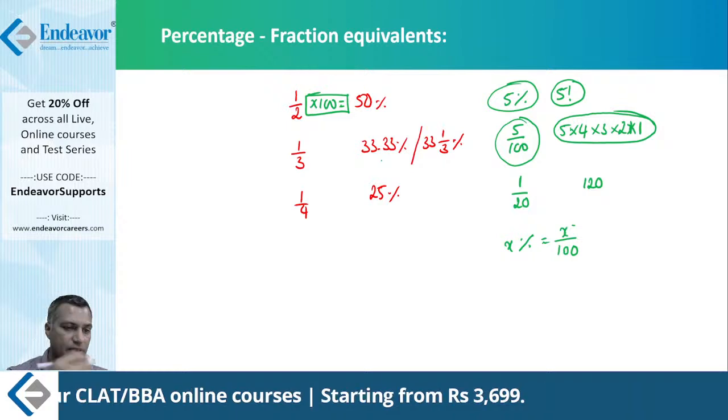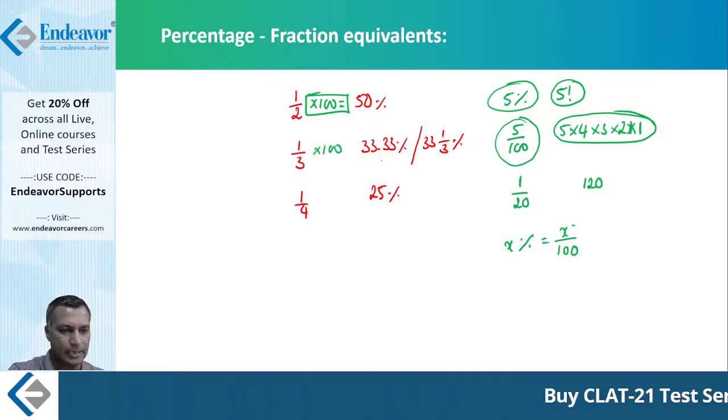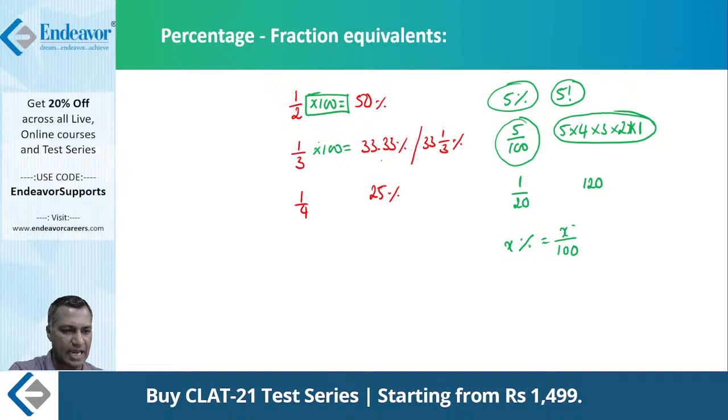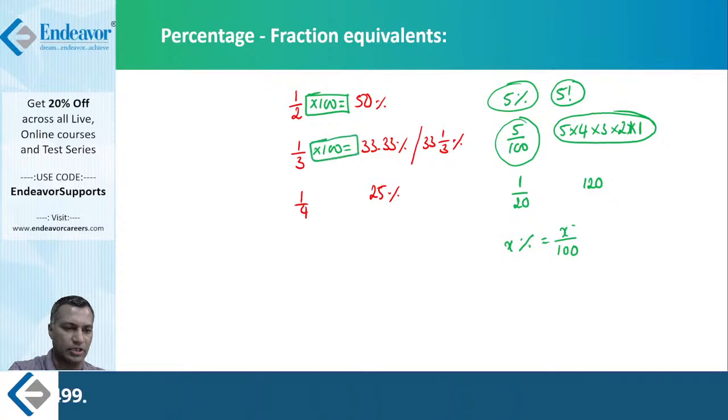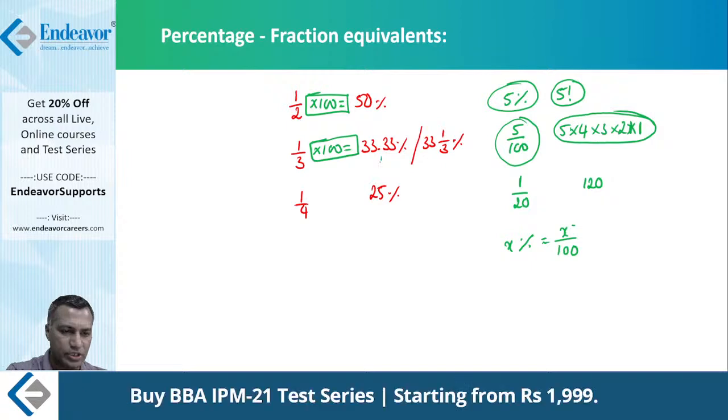Similarly, when you write 1 by 3 into 100, if you do this calculation, it would technically become 33.33%. But this is the black box. I will not write all this transition. When you see 1 by 3, you should recall 33.33%, or when you see 33.33%, you should be able to represent it as 1 by 3. Either way, the transition should be clear.